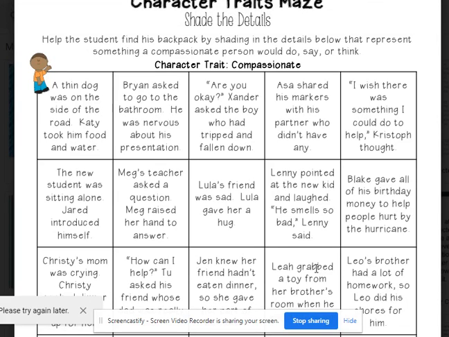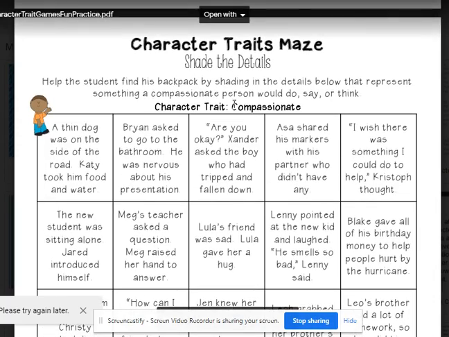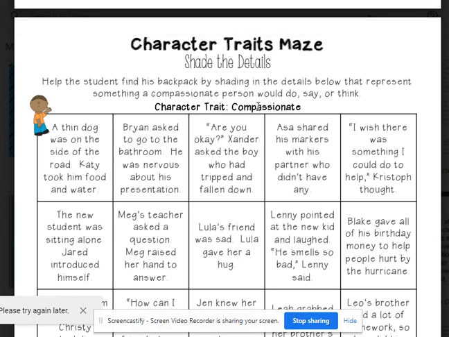Hello, boys and girls. We are going to work more with character traits. So, this is called a character trait maze. At the top of each one of these, they give you the character trait. So, this one says compassionate. So, you have to know what compassionate means.